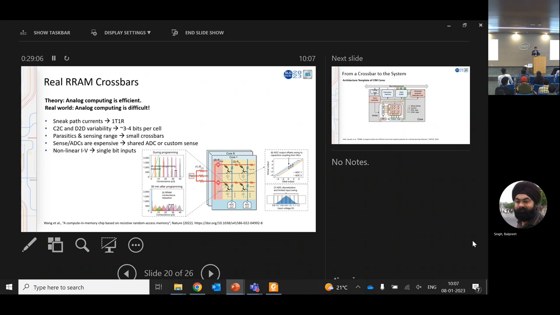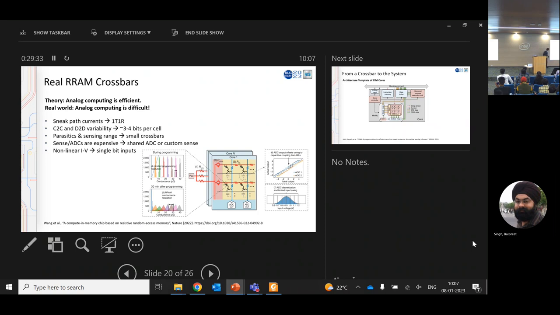Then the ADCs, they are very expensive. So you have to do either a shared ADC design or do some custom sense logic here, because this is one of the core issues at the moment, that while your matrix vector multiplication in analog is now super efficient, you have this rather inefficient conversion back into the digital domain. So you have to do some challenging designs here. And also there are nonlinear operations. So it's getting very challenging.